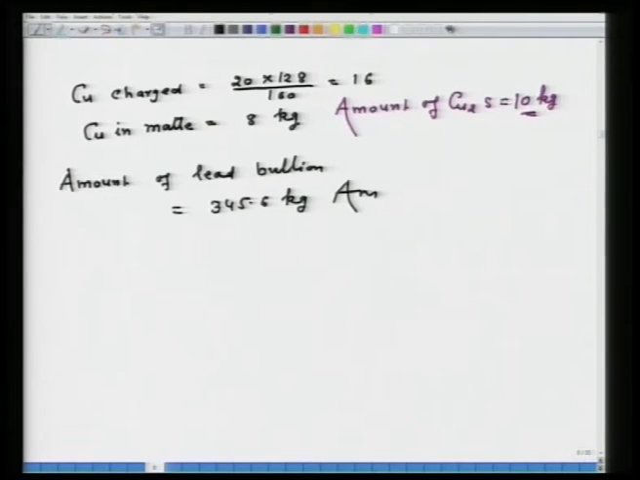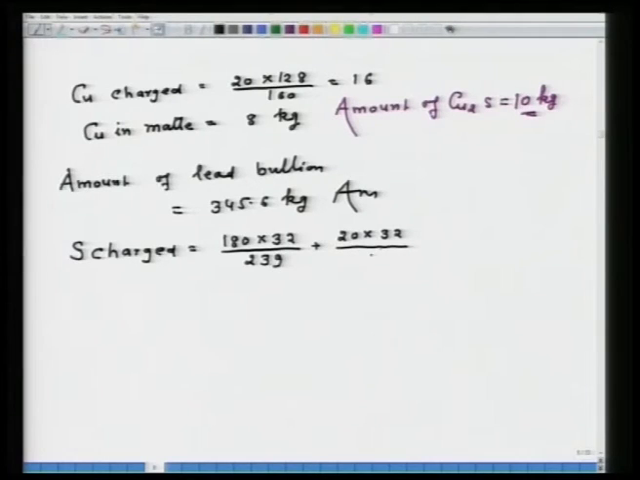Let us calculate now MET and calcium carbonate we have to calculate. We have calculated only lead bullion. Now, in order to calculate MET, we have to do some exercise. First of all, we have to calculate how much amount of sulfur is charged. Say sulfur charged, that will be equal to 180 into 32 upon 239 plus 20 into 32 upon 160, and that makes 28 kg. That much amount of sulfur is being charged.